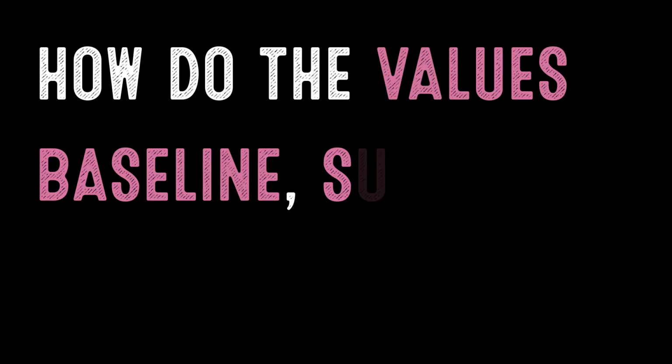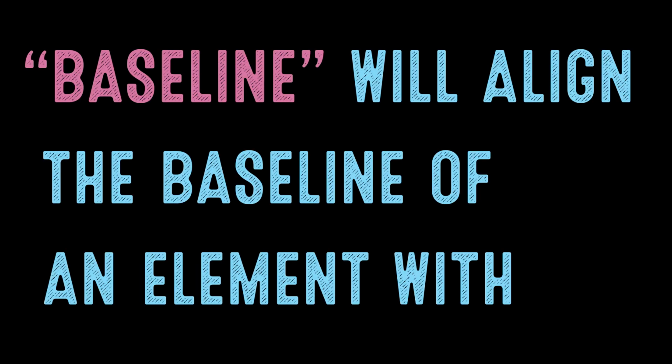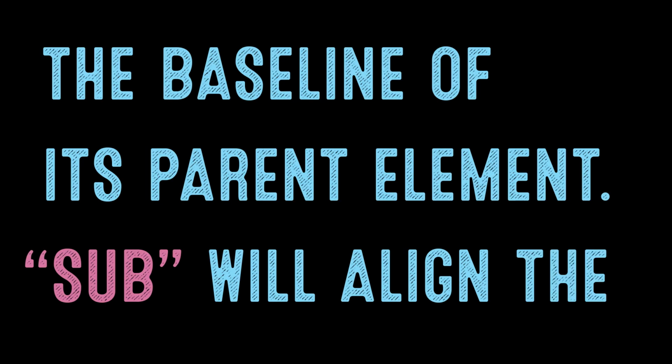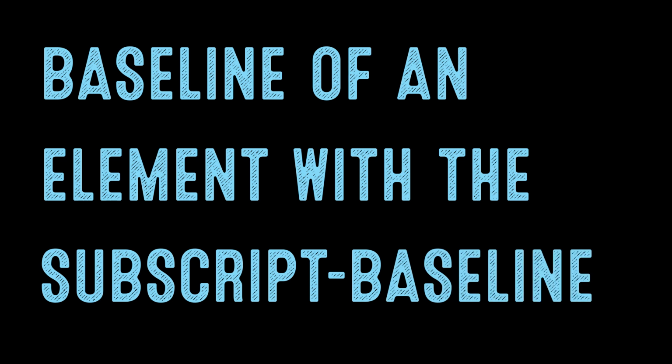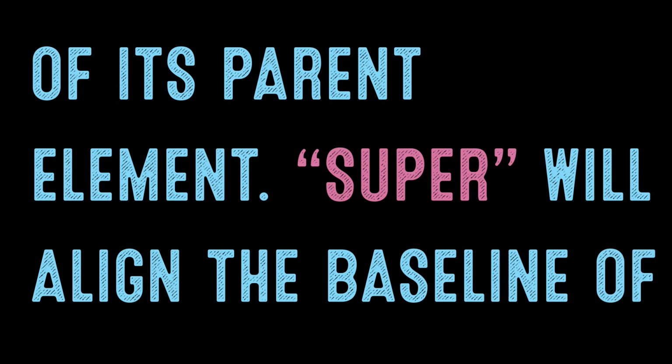How do the values baseline, sub, and super align images? Baseline will align the baseline of an element with the baseline of its parent element. Sub will align the baseline of an element with the subscript baseline of its parent element. Super will align the baseline of an element with the super baseline of its parent element. Now we will look at how this will display. In the first set of examples, we will look at baseline, sub, and super.